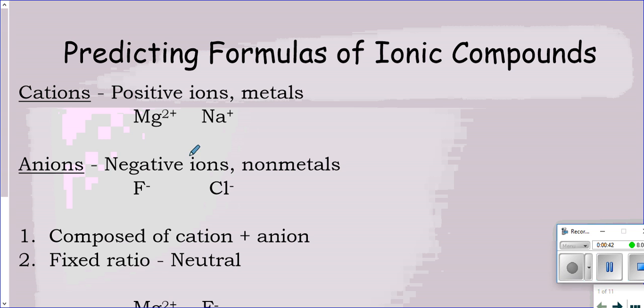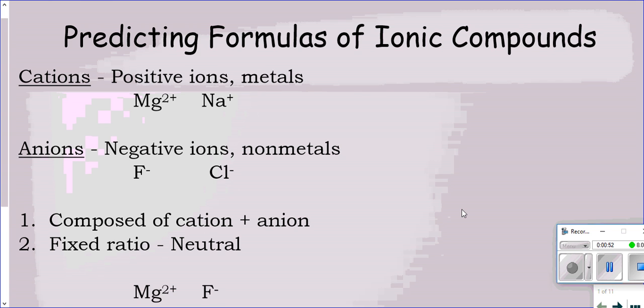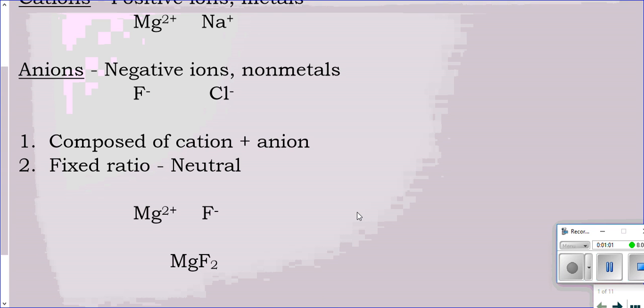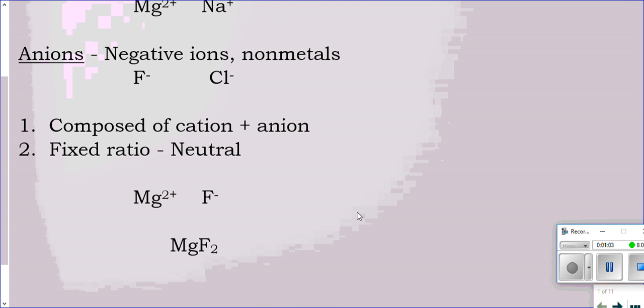Anions are your ions that have a negative charge, and they are your nonmetals, and this is where you're typically going to see most of your polyatomic ions. Ionic compounds are composed of a cation plus an anion, and it's going to be in a fixed ratio, and you want these charges to cancel out. You want them to be neutral.